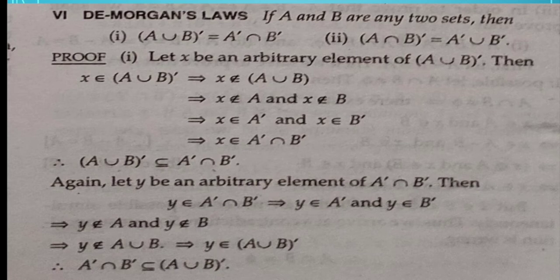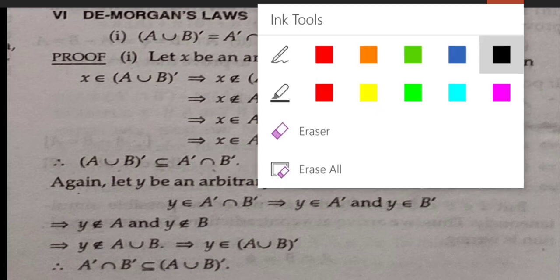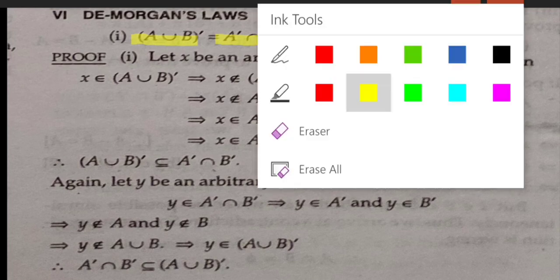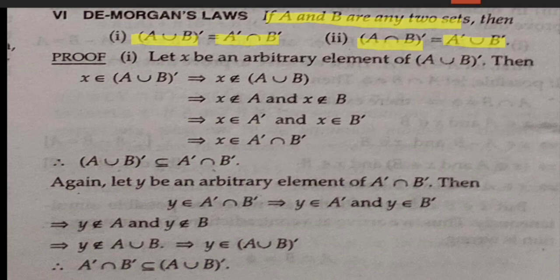Next we move to De Morgan's law. Here also we consider two sets. If A and B are any two sets, then the first one is (A union B) dash, or we can say (A union B) complement, which equals A complement intersection B complement. The second one is (A intersection B) whole complement, which equals A complement union B complement, right?